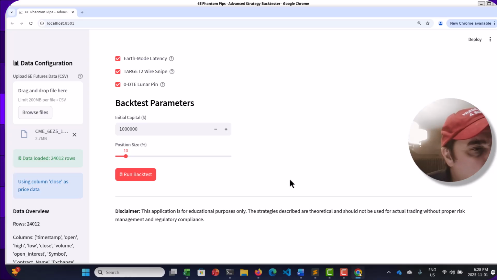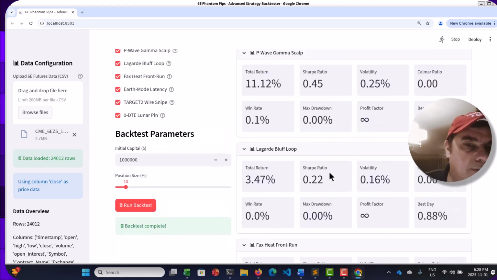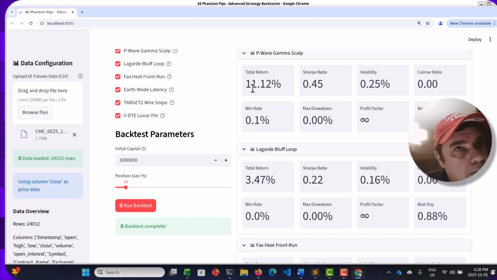So if you watch that video specifically on the euro, you will notice that we have all of these different strategies. Okay, so I can run the backtest, and here are the results. So this is going back maybe 3 weeks of data roughly on a minute basis, because we're trying to mimic as best as we can the low frequency, high frequency data. So these are the returns. So we have here something called a P wave gamma scalp. Over this time period of 3 weeks, we would have gotten an 11% return. Now this is without any leverage.